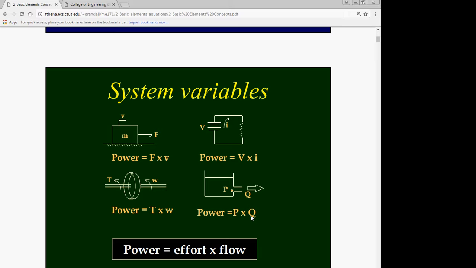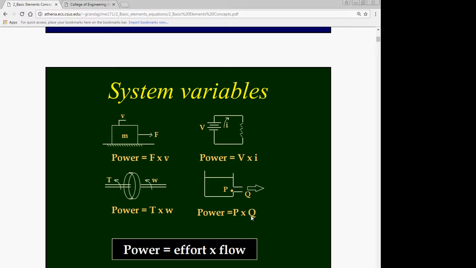To make life simple, we will follow a renaming of these variables with some generalized name. The force, voltage, torque, and pressure, that group of variables, are going to be called effort variables. The other ones, the velocity and the current, and the angular velocity and the volume flow rate, they are the flow variables.